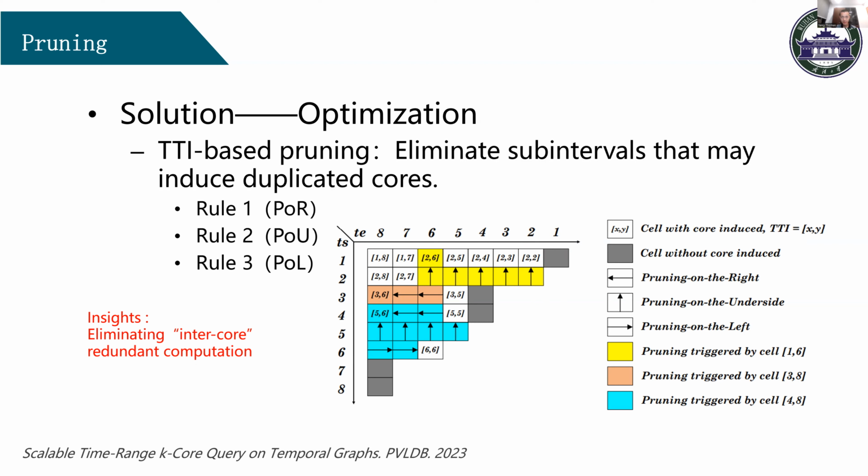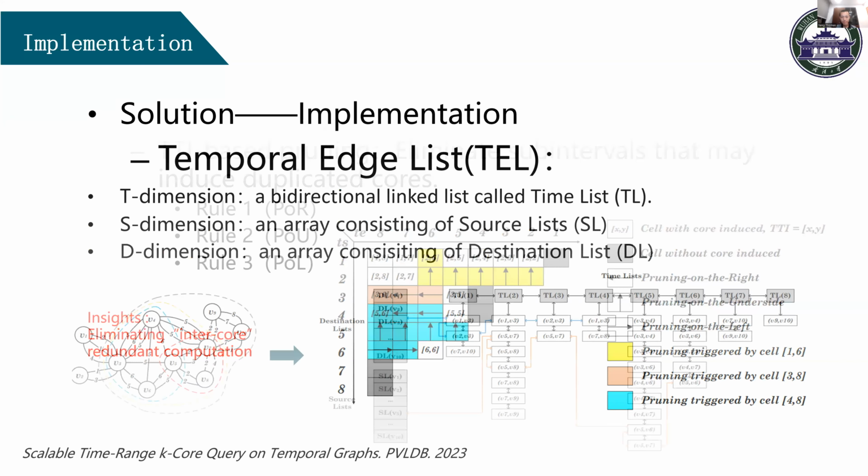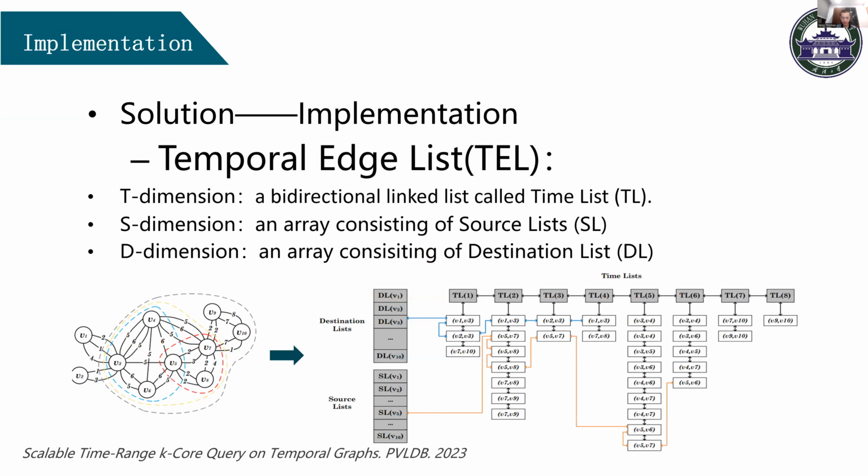And a similar procedure is also conducted for the pruning on the left side, or POL. And to efficiently implement the proposed method, we also devise a novel data structure called temporal edge list, shortened as TEL, to represent an arbitrary temporal graph.